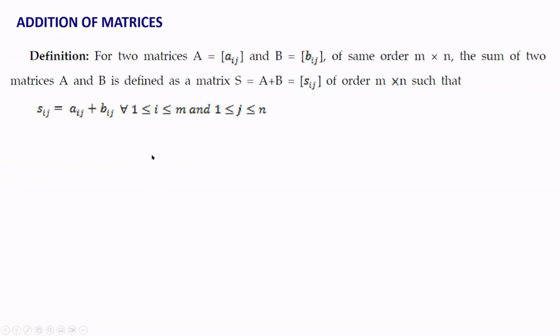Now continuing with algebra of matrices, the next one is addition of matrices. If we have two matrices A and B of the same order m by n, then the sum of the two matrices A and B is defined, and we obtain a new matrix S given by A plus B equal to matrix Sij of order m by n, such that Sij equals Aij plus Bij. So the elements in the new matrix will be the sum of the corresponding elements of A and B, where i varies from 1 to m and j varies from 1 to n.